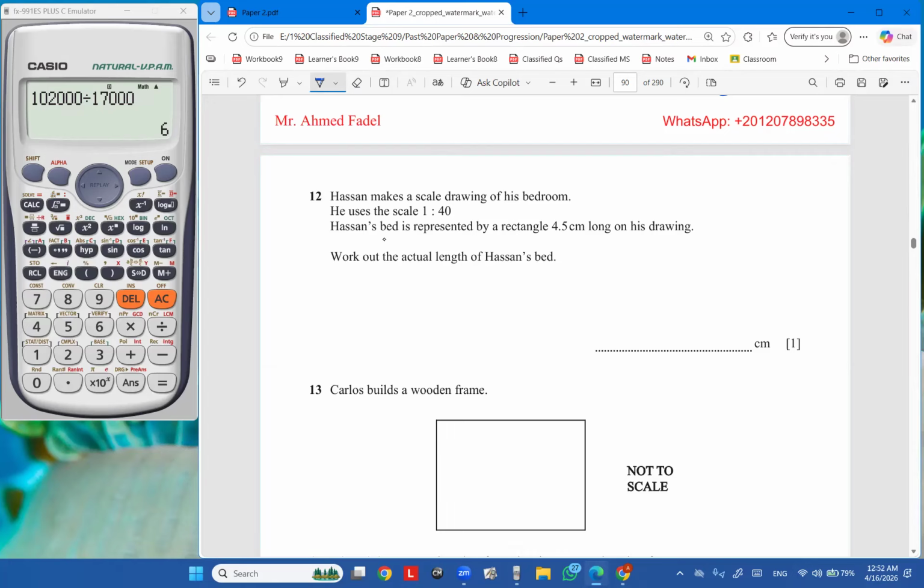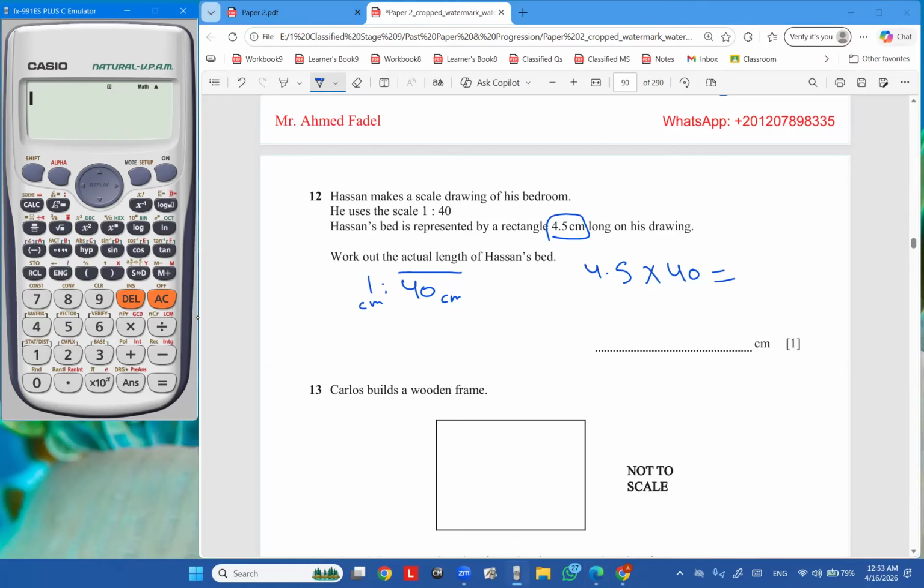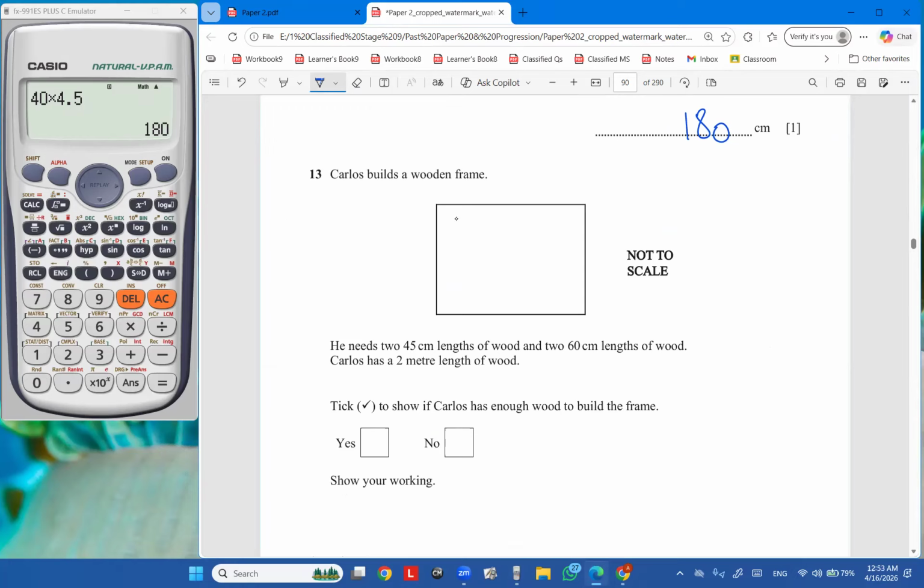All right, they're saying to you that the scale is 1 to 40, which means 1 centimeter is 40 centimeters. Hassan's bed is represented by a rectangle 4.5 centimeters long on his drawing. So it is 4.5 multiplied by 40 to get the real length. If you wanted the actual length, then I'm going to take that 4.5 centimeters multiplied by 40, which is going to give you 180 centimeters.